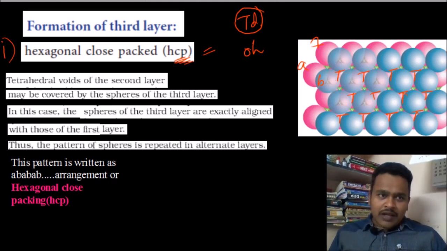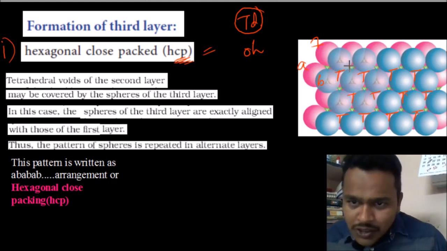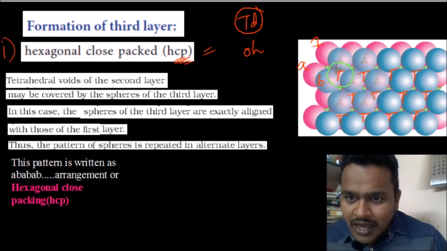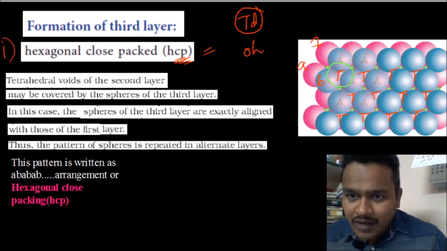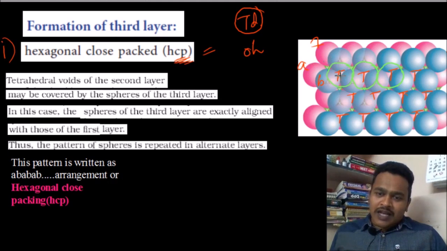Observe everybody, where I have to place it? The green one, I am going to mark the green one. On this tetrahedral I am going to place one sphere. Observe carefully, here one sphere I am going to arrange as a third layer sphere. Again here one more sphere as a third layer. Here one more as a third layer. Like this, you will observe that the third layer sphere and first layer sphere are exactly one above another. See, exactly coincide.